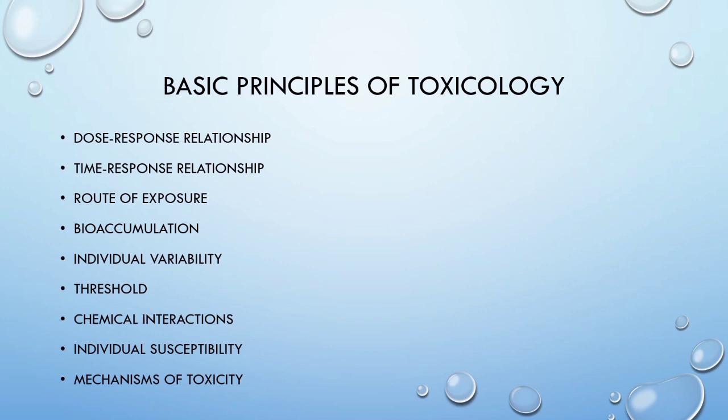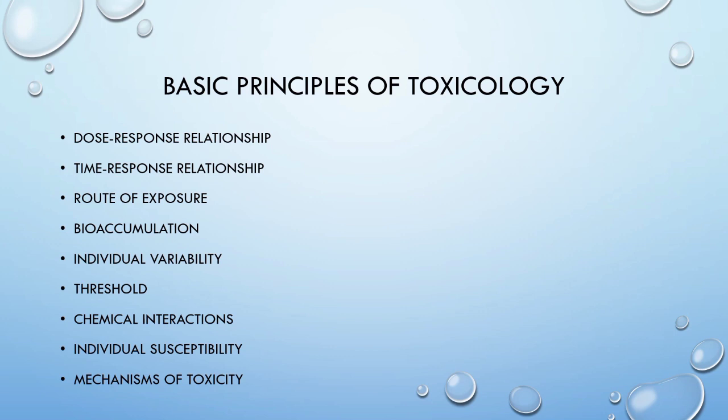Let's go to the next one: individual variability. No two individuals are the same. The genetic makeup of one individual is different from another, which also means the susceptibility of one individual to the effect of a toxin could be different from another. Now, threshold. There's a certain level of exposure to a toxin before it can actually exhibit its effects in the body. Below this threshold, there is no observable toxicity from that particular toxin.